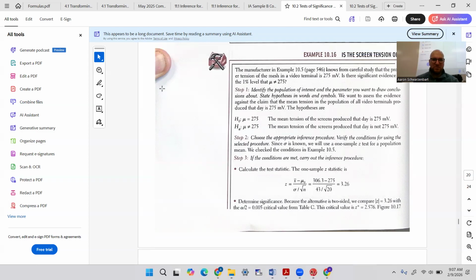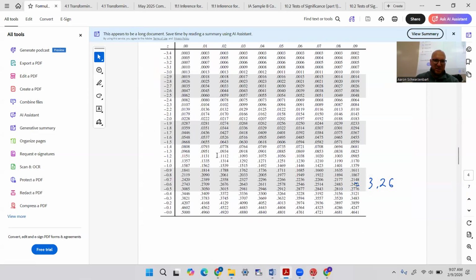Our X bar was 306.3, our sigma was 43. We want to be very sure that these aren't good before we throw them out. So that's why they're doing the 0.01. So we get 3.26. So we go to our formulas. I think this will pass.